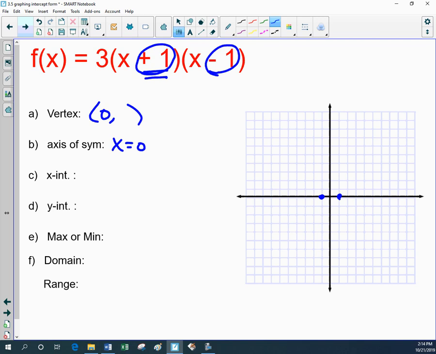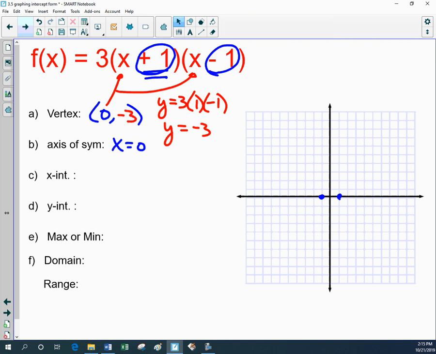So now to find y, plug 0 in for x. So we get y equals 3 times 0 plus 1, which is 1, 0 minus 1, which is negative 1, and then 3 times 1 times negative 1 is negative 3. So our vertex is at 0, negative 3. So 0, negative 3 is right here.